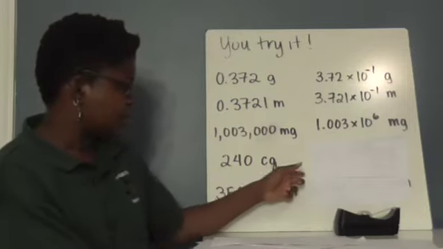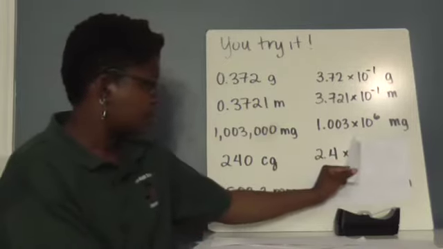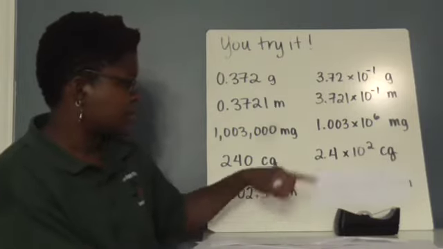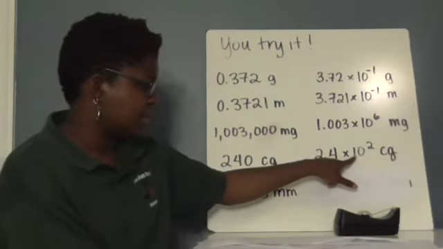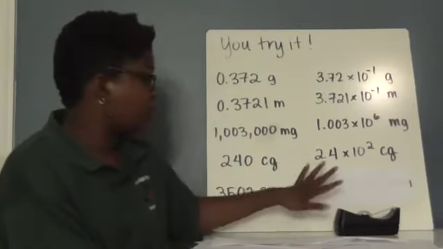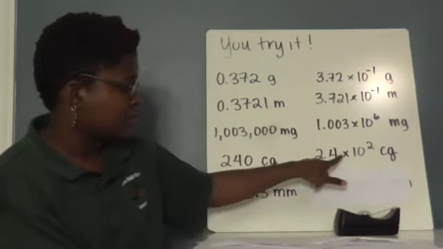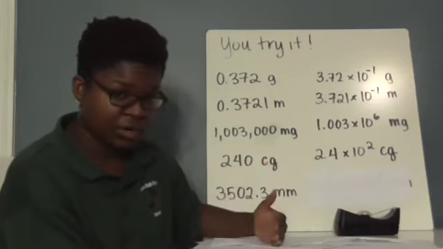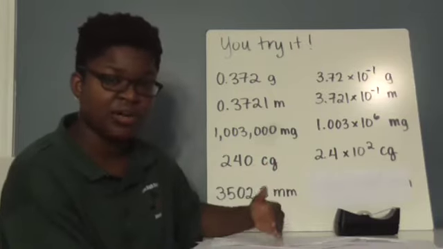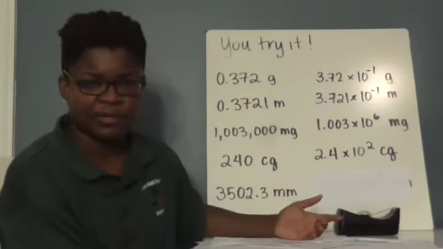240 centigrams. That's going to become 2.4 times 10 to the 2nd. Again, you could, at this point in the school year, have 2.40 times 10 to the 2nd. That would be equally correct at this point in the school year. Later on, we'll talk about why we drop those zeros.